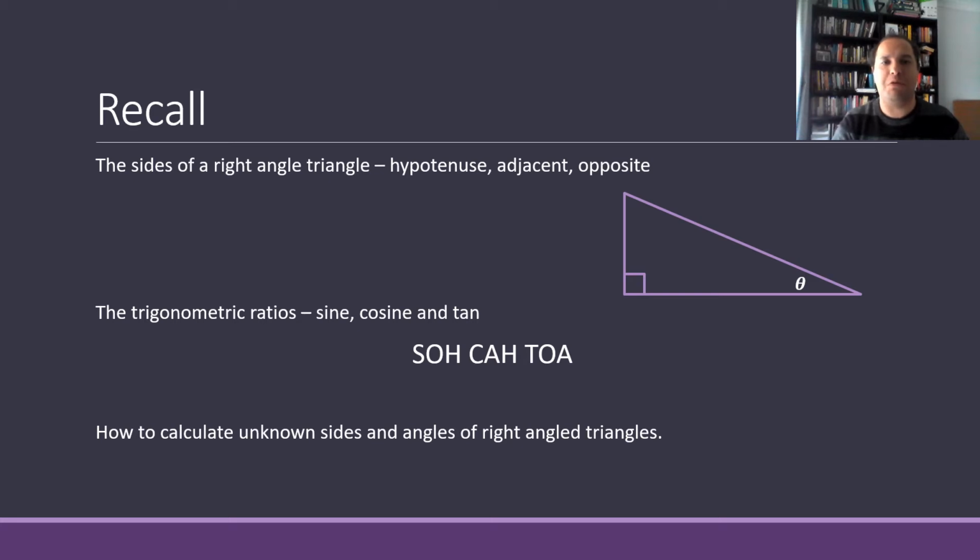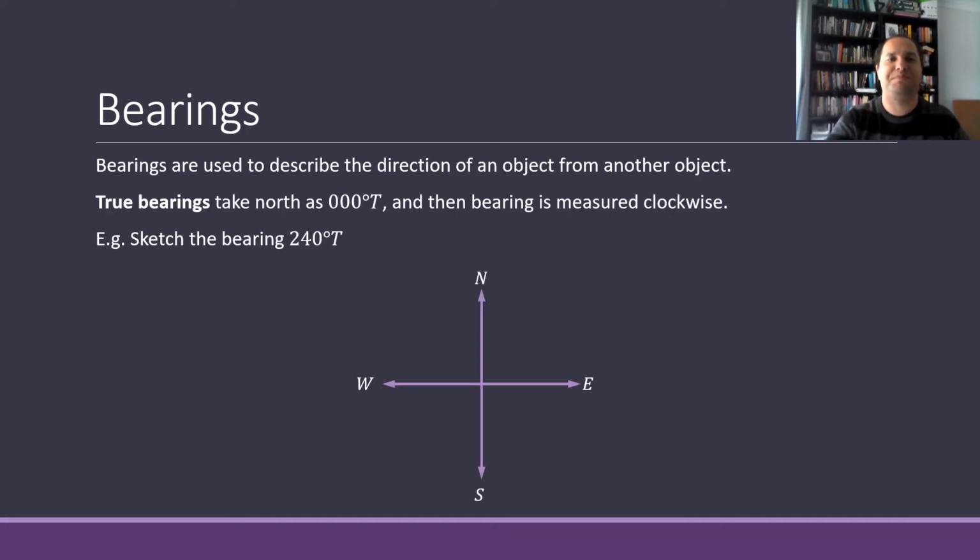Things to recall, as always, are our right angle triangle and labeling the sides, hypotenuse, adjacent and opposite, recalling our trig ratios and their rules, sine, cos and tan, and also being able to calculate unknown sides and unknown angles of right angle triangles.